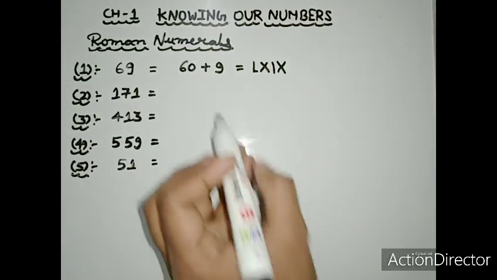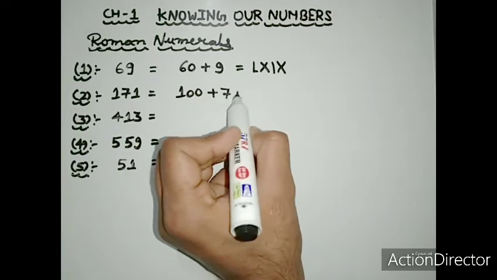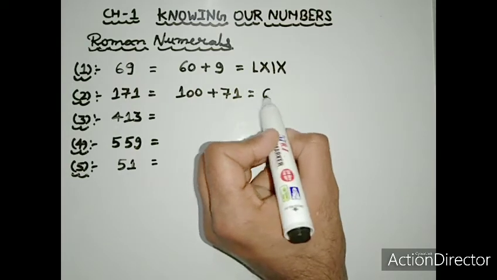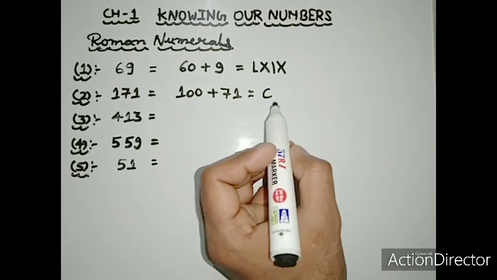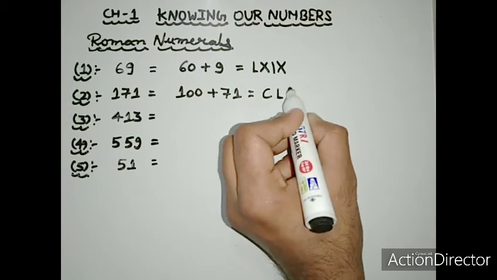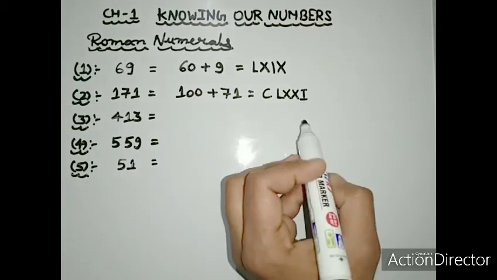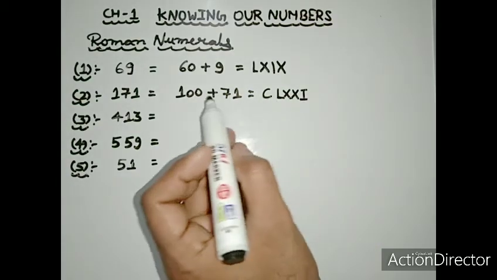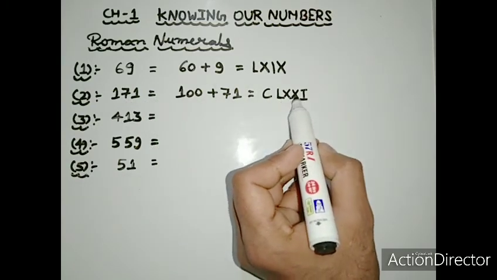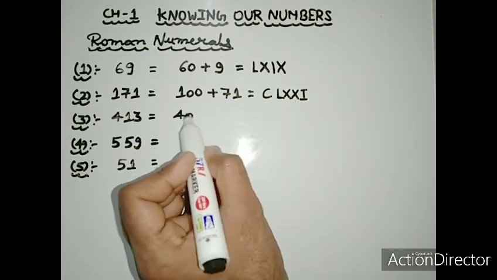Now 171. So here we separate 100 plus 71. Here we represent 100 by using the symbol C. And now we write 71. So L represents 50, then 60, 70, and I. So 171 is represented in Roman numerals as CLXXI.